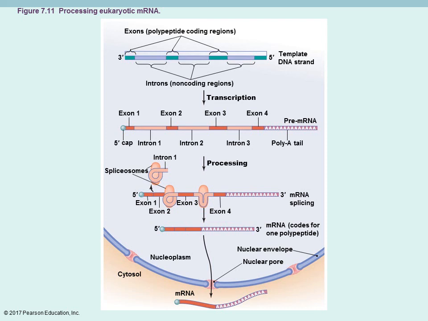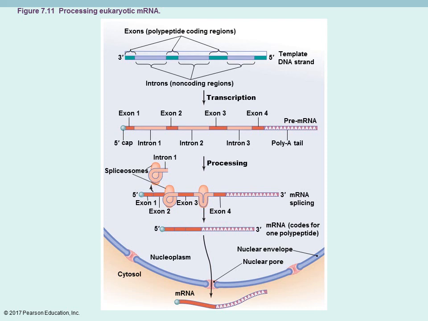So after you put the cap and tail on, you need to remove those extra pieces. So you need to cut out those introns. The exons that remain need to be spliced together or pieced together. And that's exactly what splicing is. You remove those non-essential pieces, leaving just what you need. So the final mRNA is going to be much shorter than the original one.